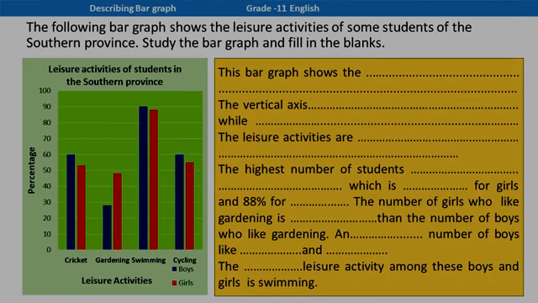The leisure activities are blank. The highest number of students blank, which is blank for girls and 88 for blank. The number of girls who like gardening is blank than the number of boys who like gardening. Here we have compared the two bars, girls and boys also, right? And blank number of boys like blank and blank. The blank leisure activity among these boys and girls is swimming. Now it's your time, children. Fill these blanks.